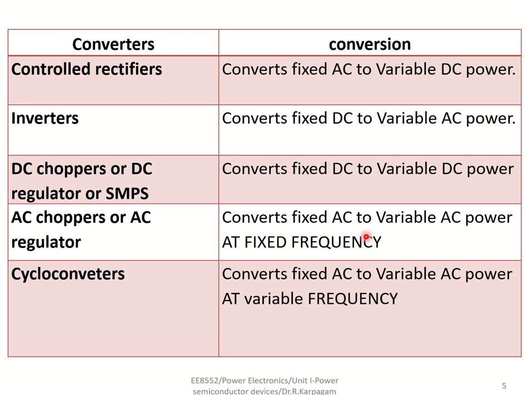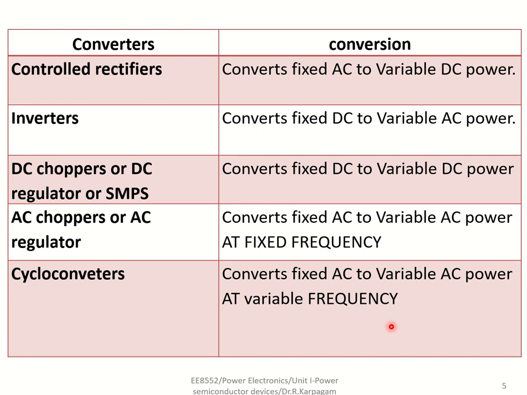The AC choppers convert a fixed AC power to variable AC power at fixed frequency. Here the variable AC power is obtained by controlling the firing angle of semiconducting devices. Cycloconverters convert a fixed AC to variable AC at variable frequency. Here the variable AC power at variable frequency is obtained by controlling the firing angle of semiconducting devices.